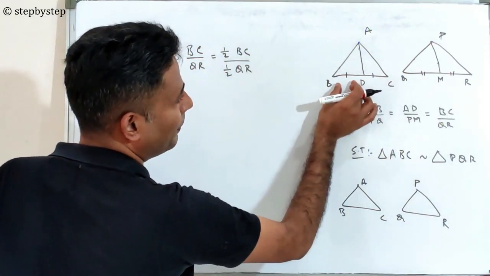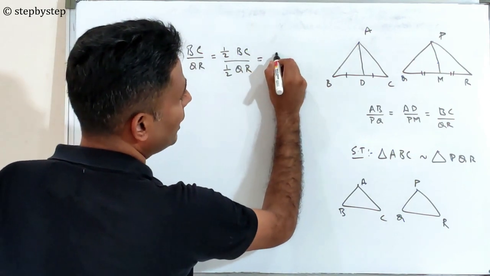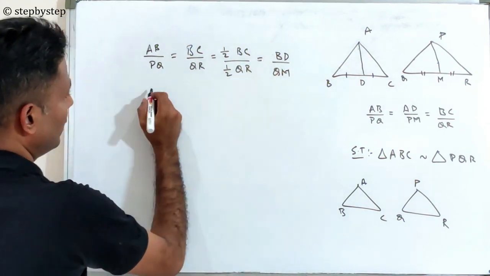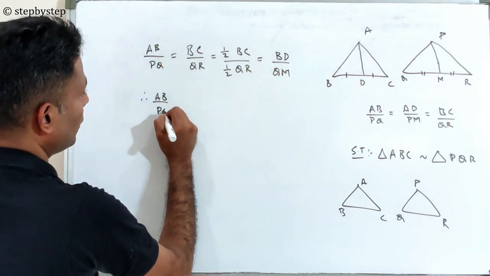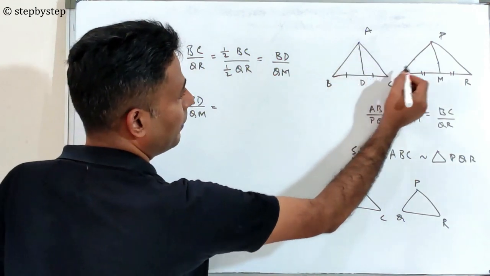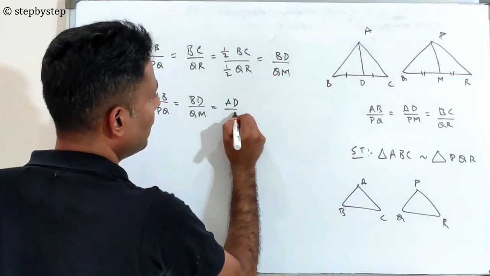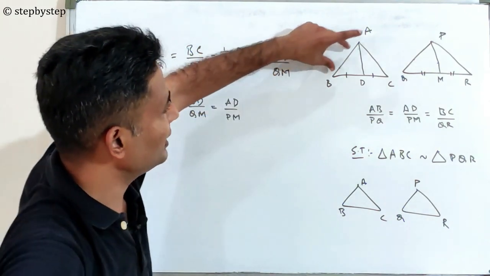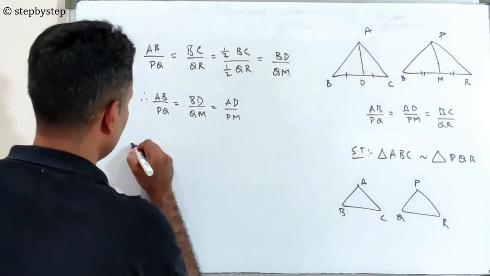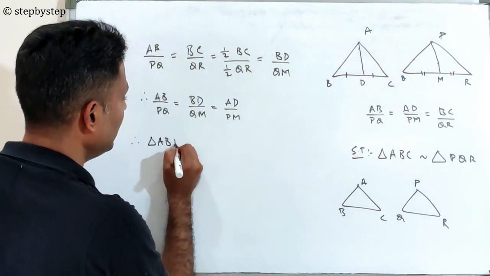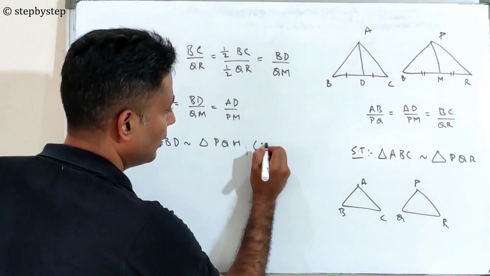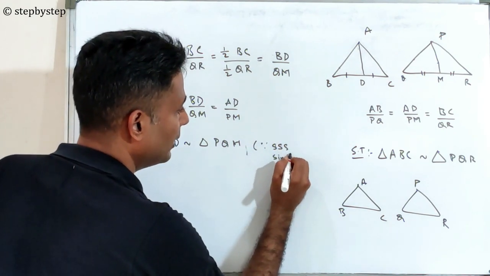What is half of BC and QR? BD and QM. So we get equal to BD and QM. Or I'll write it separately. Therefore we get AB by PQ equal to BD by QM. Also we have AD by PM, which is equal to AD by PM. So we have this by this equal to this by this equal to this by this. So we get therefore triangle ABD similar to triangle PQM. What is the reason? Triple S similarity.